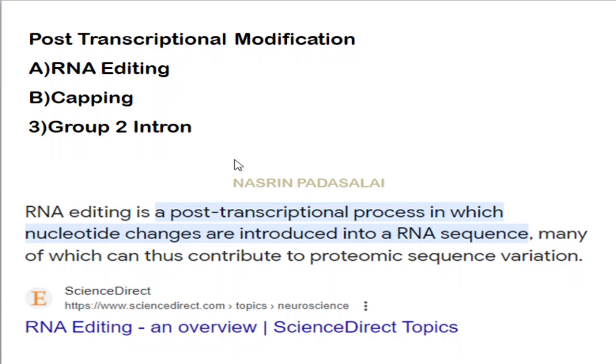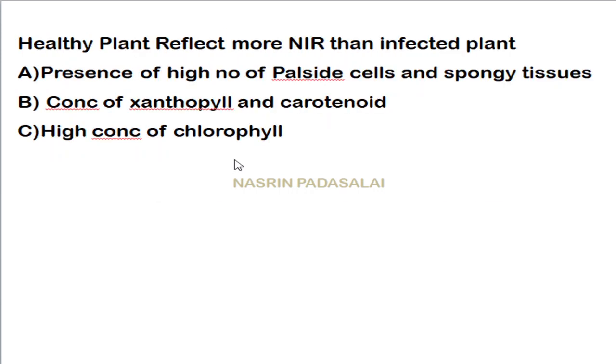Next is post-transcriptional modification. All the three processes are post-transcriptional modifications. This includes RNA editing, which is also a post-transcriptional process. Nucleotide changes will be introduced into the RNA sequence, and that's why there is proteomic sequence variation.